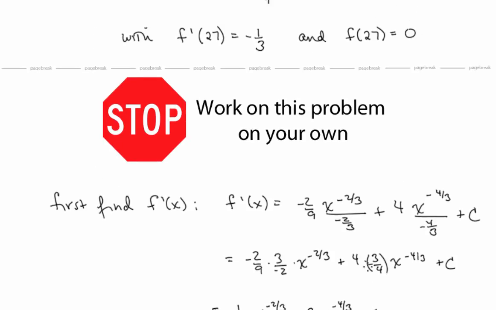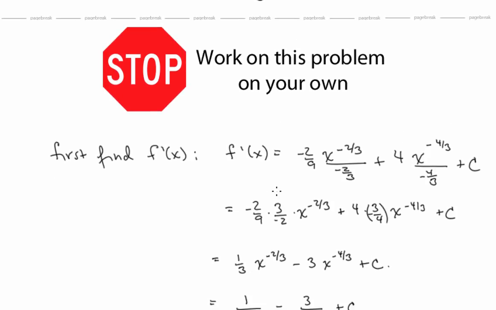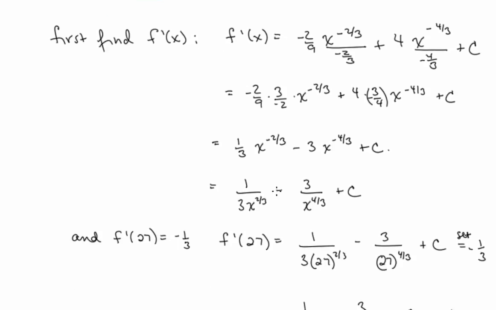Now what do we know about f prime? We know that f prime of 27 is equal to -1/3. So that allows us to find this constant c. So f prime of 27 is going to be 1 over 3 times 27 to the 2/3 minus 3 over 27 to the 4/3 plus a constant. And we know that that must equal -1/3. So we set it equal to -1/3.